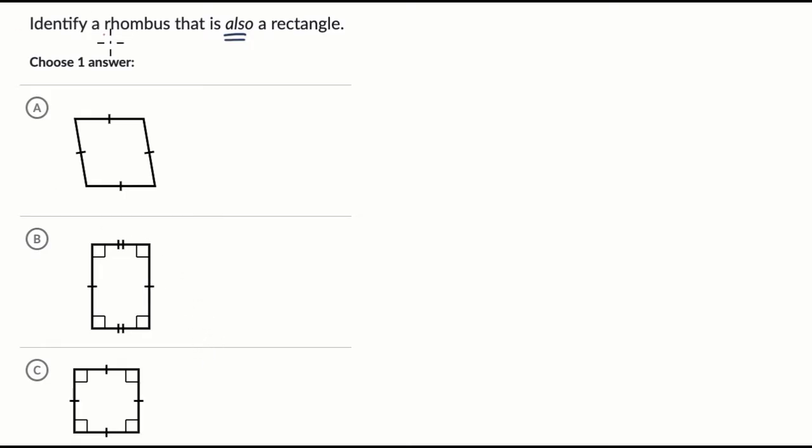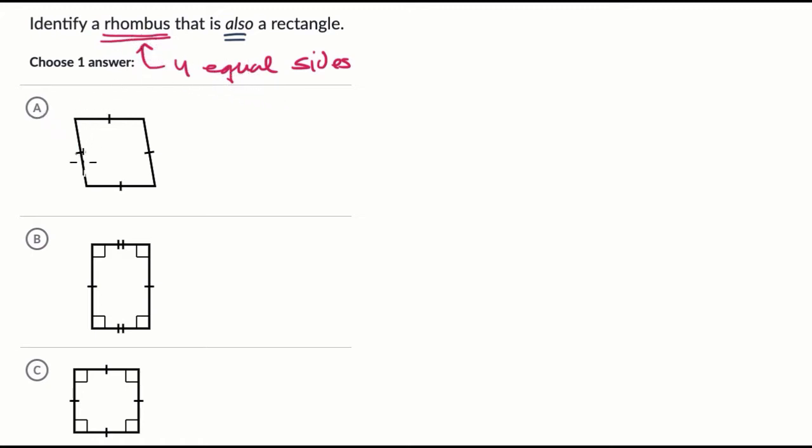So let's think about what it means to have a rhombus. There's a few ways to approach it, but my brain always thinks 4 equal sides. You might also hear people say 2 pairs of parallel sides, but it turns out if you have 4 equal sides, you're definitely going to have 2 pairs of parallel sides. So let's think about which of these choices at least meet the condition to be a rhombus.